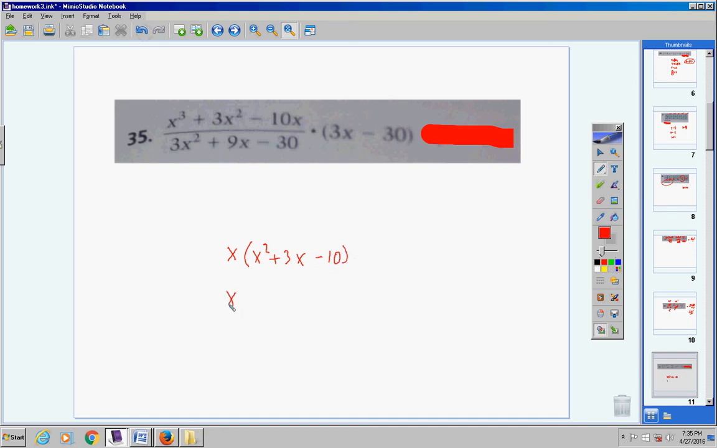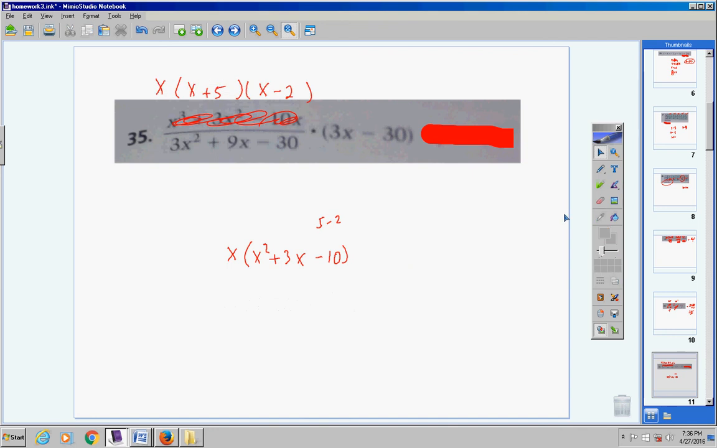Next I can factor this. Now I'm going pretty fast, but by now we really should know how to factor. What two numbers when multiplied together give you negative 10 and when added together give you a positive 3? 5 and negative 2. So (x plus 5)(x minus 2). This entire thing is gone, and I will replace it with this factored expression. And there we go.